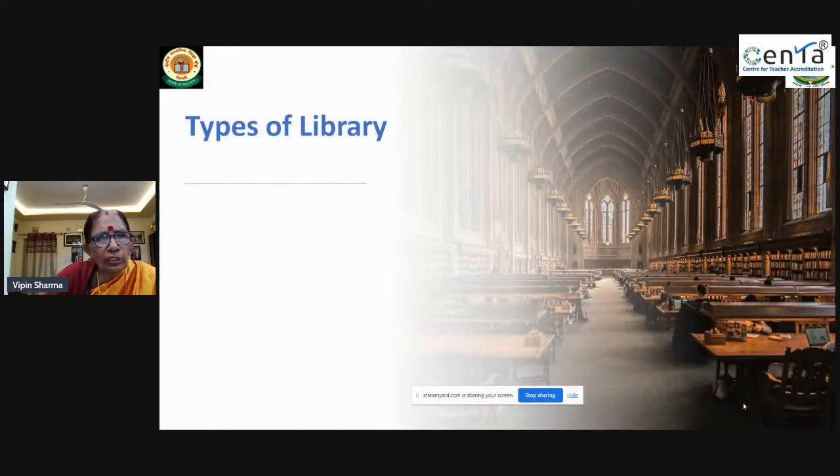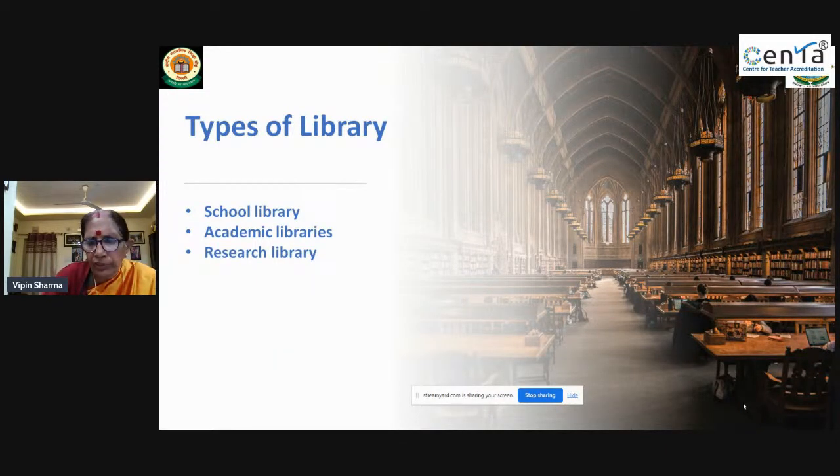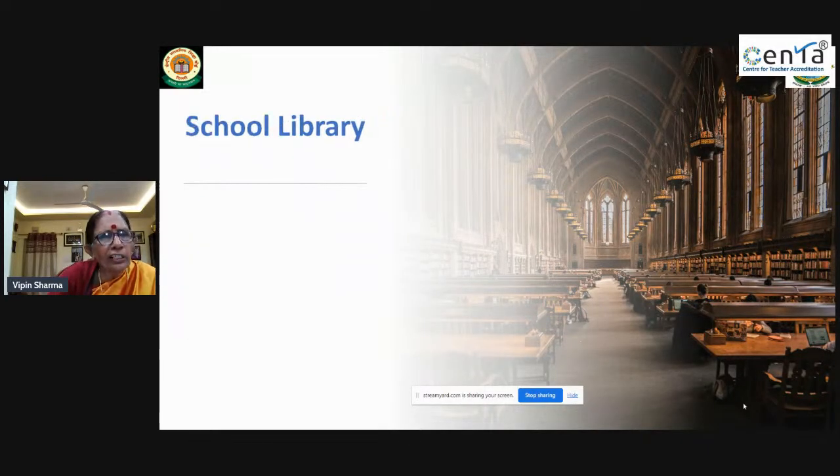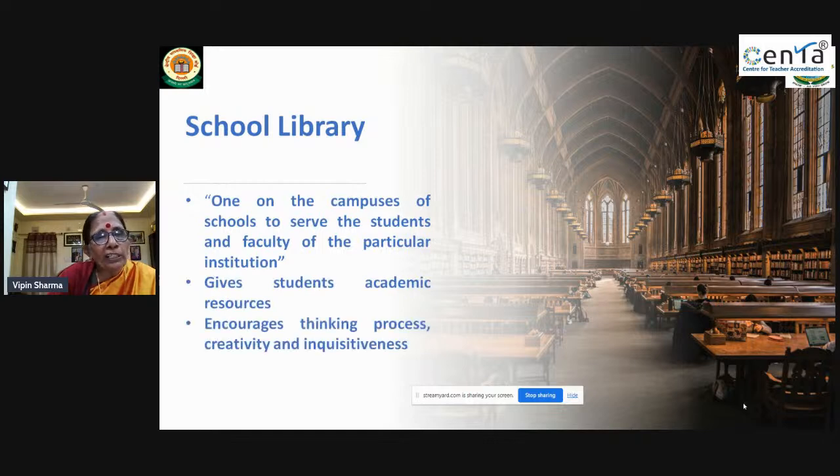Types of library I'll be talking about: the school library, academic library, research library, reference library, public library, national libraries, digital library. There are plenty of libraries we are talking about. The school library is one on the campus of schools to serve the students and faculty of a particular institution. A library can act as a local museum for displaying information. It is not just a source for reading books, it is much more, as I already said.